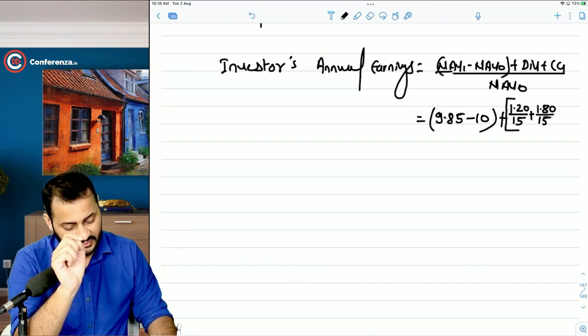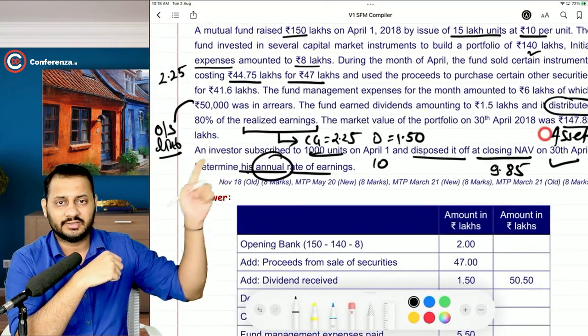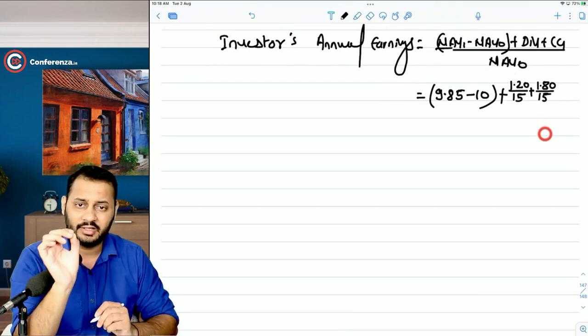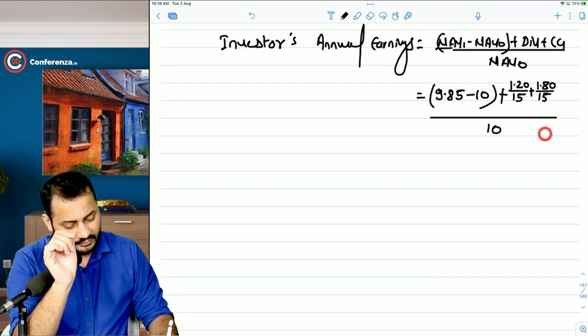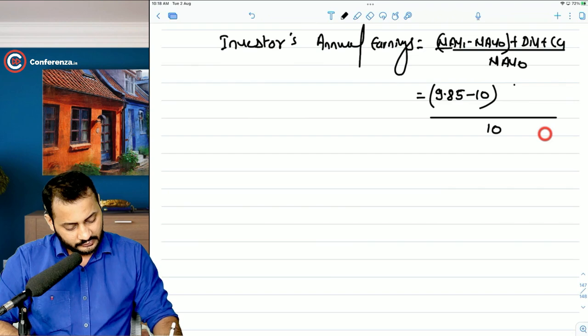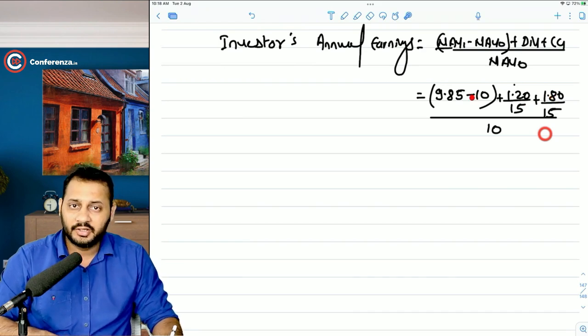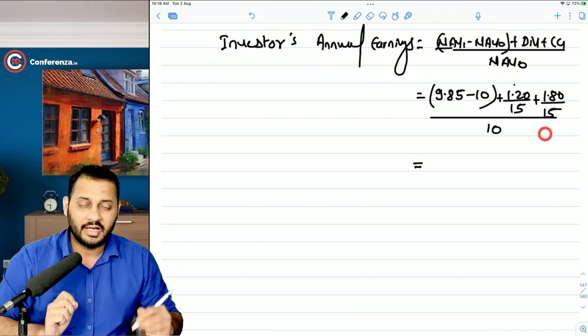Since all the figures are in lakhs, we are going to write down the total number of units also in lakhs, that is 1000. But let it be. We don't need to multiply it right now. We are calculating annual earnings for 1 unit divided by 10. Am I right with this formula? Let me just write down properly. 1.20 divided by 15, 1.80 divided by 15. What I'm doing is calculating per unit dividend, per unit capital gain, per unit capital appreciation. So the final answer will also be per unit annual earning.